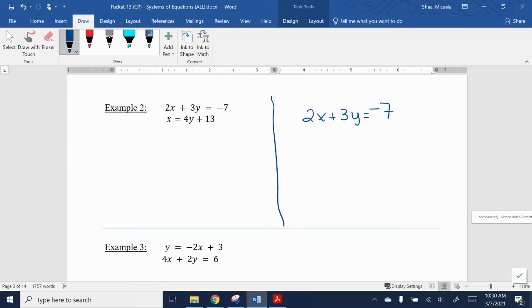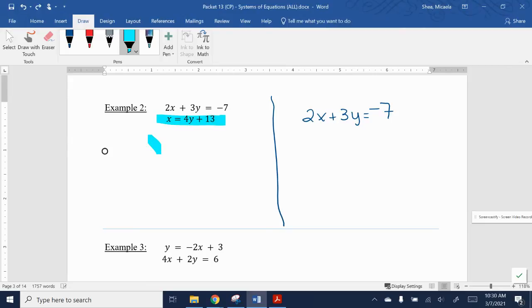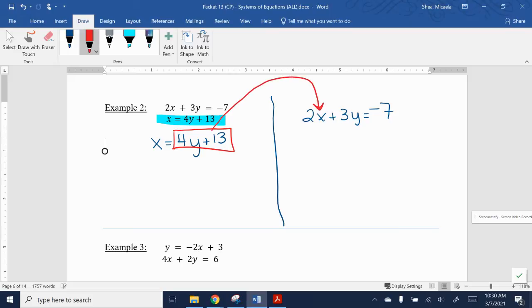X equals 4y plus 13 is the one that's isolated, so it goes on the left, but not in highlighter. X equals 4y plus 13. So we're going to take what the x equals, because x is isolated, and anywhere I see x, I'm going to substitute it into my other equation. So in place of x, I put parentheses, plus 3y equals -7.